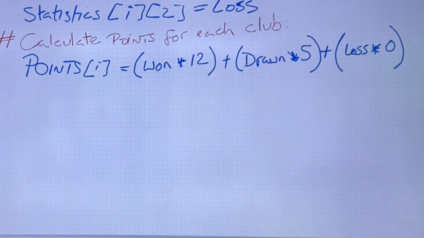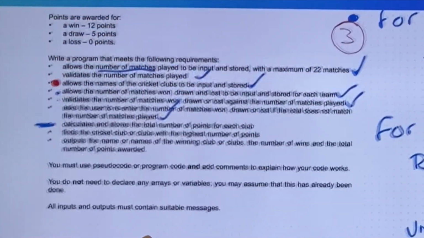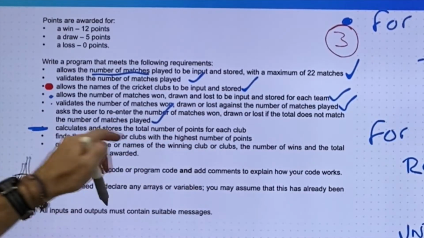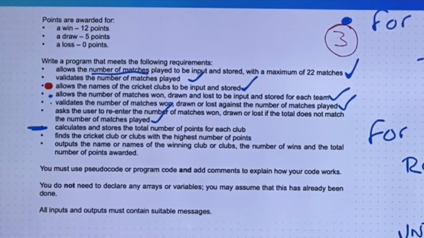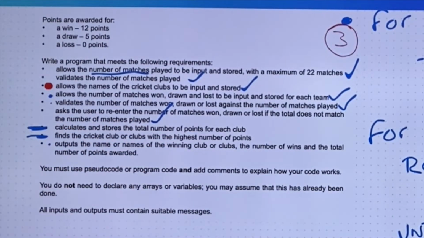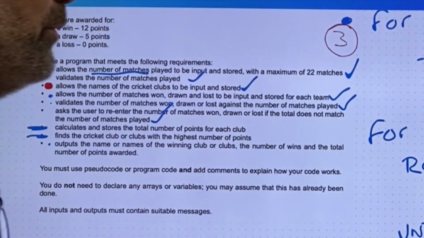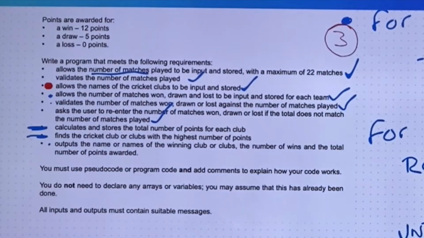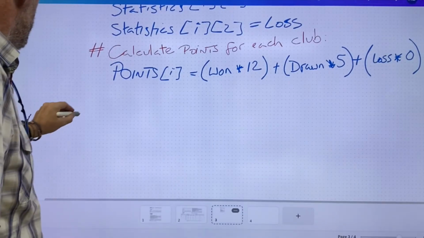So now what I need to do is find the club with the highest points. Calculate and store the total number of points for each club. Find the cricket club or clubs with the highest number of points, and then I'll put the names of the cricket clubs. How are we going to do that? We're going to set some values to 0. Let's just put a little note here.